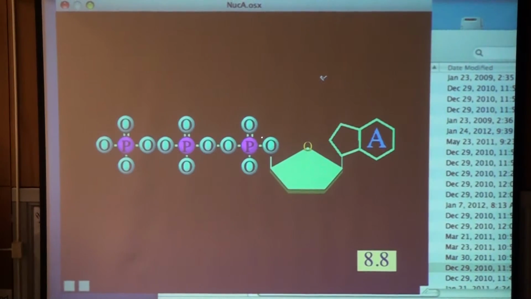Notice that instead of having just one phosphate group, it has three phosphate groups on its tail. That's actually where its name comes from. It's adenosine triphosphate, ATP. Its role is as the energy carrier or energy delivery molecule inside the cell.